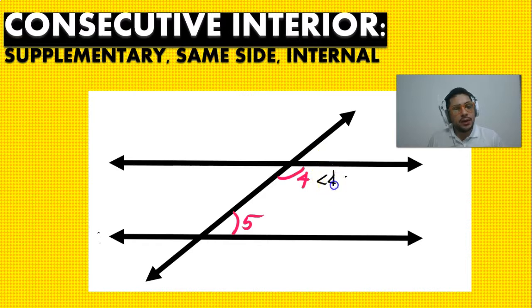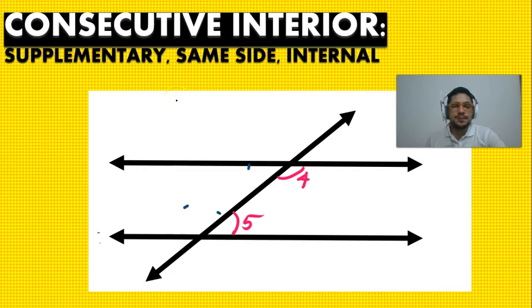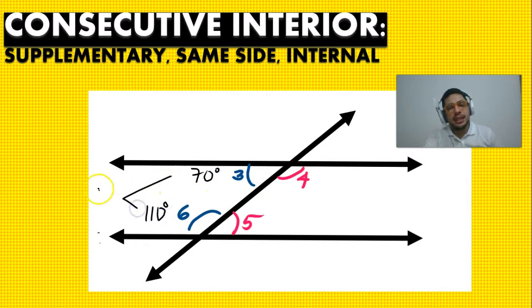So if angle 4 is equal to 100 degrees, angle 5 is going to be 80 degrees, right? Because 100 plus 80 is going to be 180. And you have to remember that these are supplementary angles, right? And also we have angles 3 and 6, which are also consecutive interior angles. So if 3 is, let's say, 70 degrees, 6 is going to be 110 degrees, because when we add them, the answer is going to give us 180 degrees, which is supplementary, right?